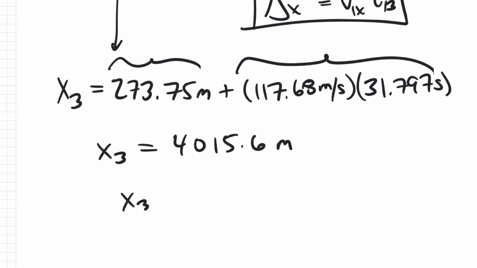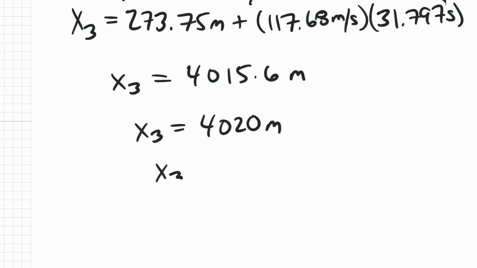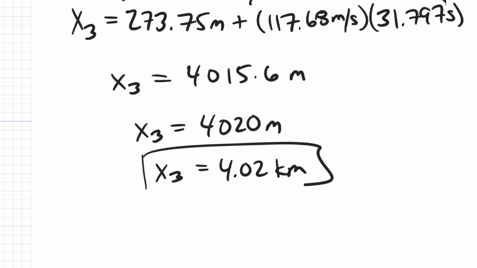So we could write this as x3 equals 4,020 meters. Or with a number like this, I prefer to just go 4.02 kilometers. That just kind of makes me happier. It's kind of whatever works for you.